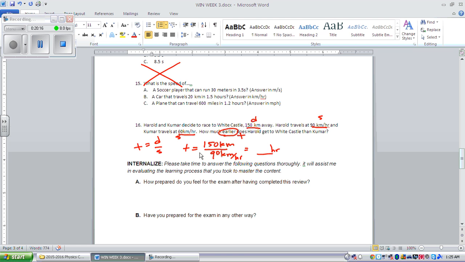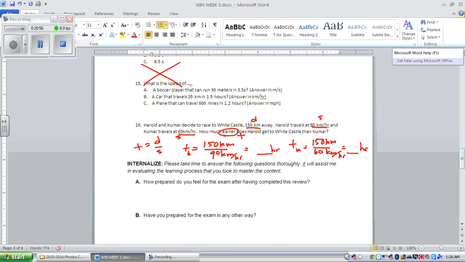And then if we're trying to find the time for Kumar, it's going to be his distance, which is the same one. They're both going the same place. So 150 kilometers divided by the speed that Kumar was going, which is 60 kilometers per hour. And again, that's going to give you his time in hours. Once you know both their times, you just have to subtract the faster one from the slower one. In this case, we know that Harold's going to get there first because he's going 30 kilometers per hour faster than Kumar is going.